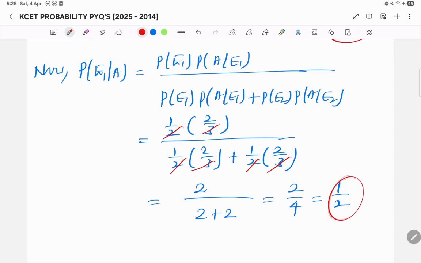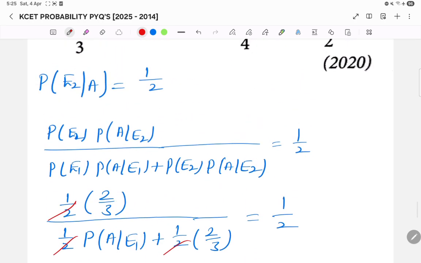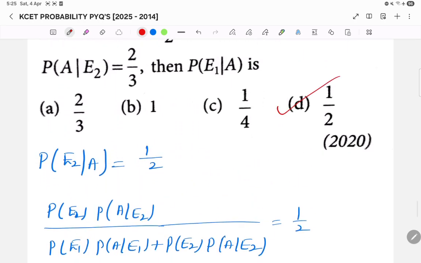Now we will see whether it is there or not. 1 by 2 is my answer. Yes, my answer is option D.